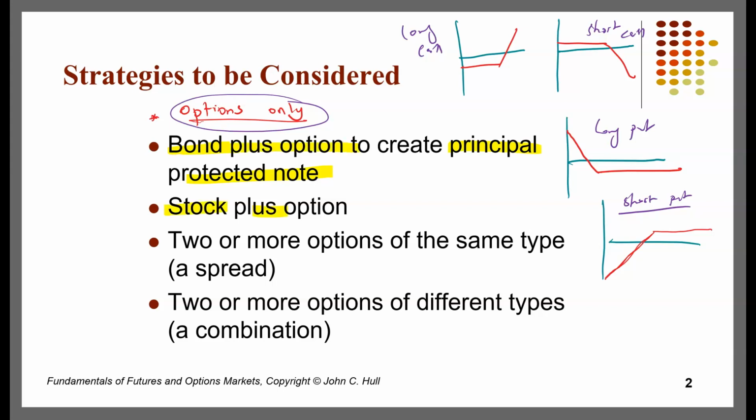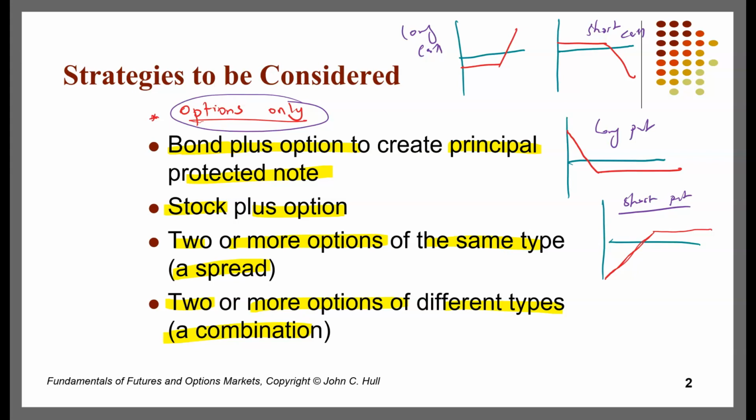We're going to look at stock plus option portfolios. We're going to look at two or more options of the same type. Those portfolios that are constructed with two or more option contracts of the same type, that is two calls or two puts with different strike price and maturity, are going to be referred to as spreads. And when we are looking at two or more options of different types, such as one call and one put, those are going to be a combination of options, and each strategy would have a specific name, and that's what we're going to be looking at.